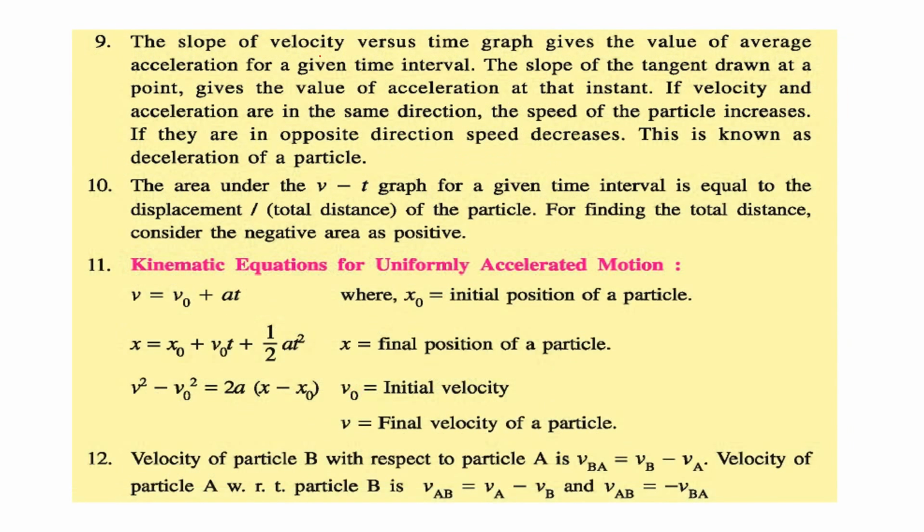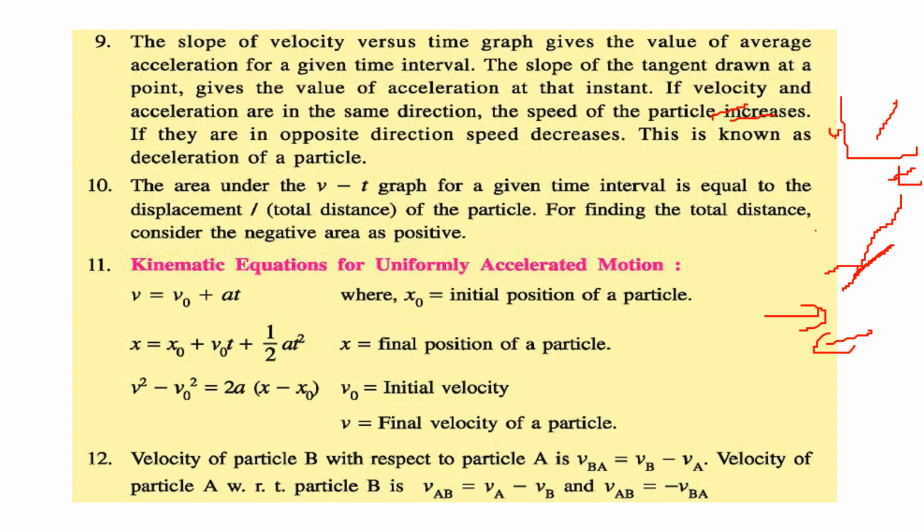When we talk about the VT graph, this is V, this is T. The slope in the VT graph gives you the average acceleration of a given time interval. The slope of the tangent drawn at some point gives you the acceleration at that instant. If velocity and acceleration are in the same direction, the speed of the particle is increasing. If they are in opposite directions, the speed is decreasing. This is known as the deceleration of a particle.